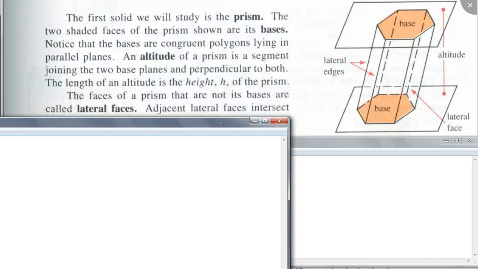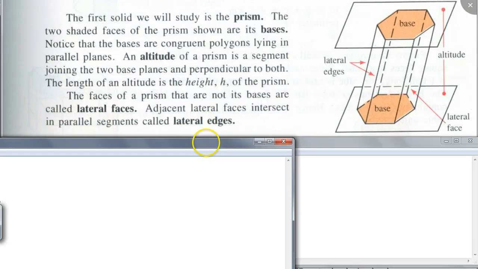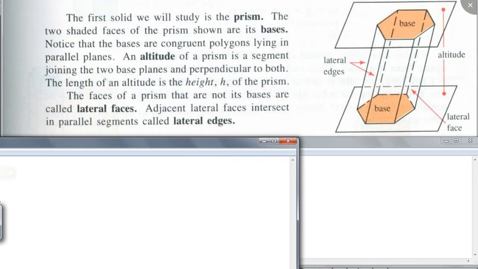And of course, what do you think lateral edges are? Exactly. This is where adjacent lateral faces intersect in a parallel segment called lateral edges. As you can see, when two lateral faces meet, you get edges right here. So pretty straightforward, and the diagram shows basically what we need. Go ahead and write it down. I'll wait for you.